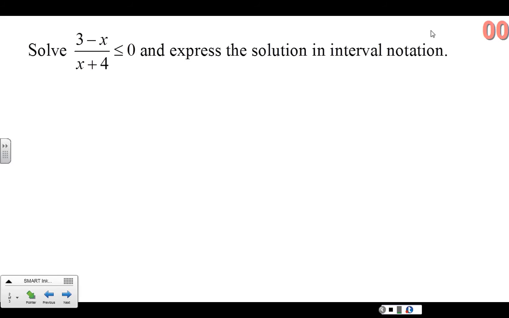Here's one. Now your critical numbers when you have a rational inequality would be where your numerator is equal to 0 or where your expression is undefined. In other words, what number would make this denominator equal to 0? You know that the denominator of a fraction or a rational expression can never equal 0. So we could never equal negative 4 in this problem. However, negative 4 is one of our critical numbers. So let's just go ahead and fix our number line here.